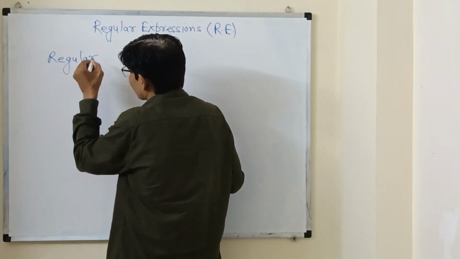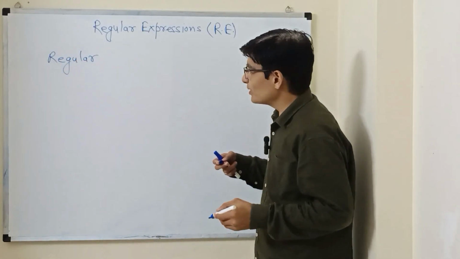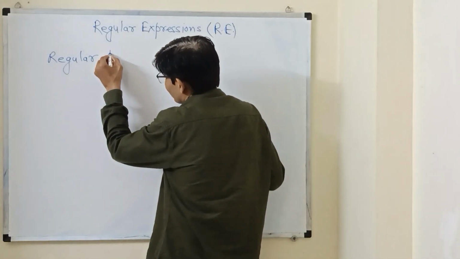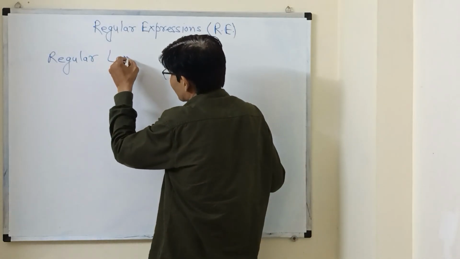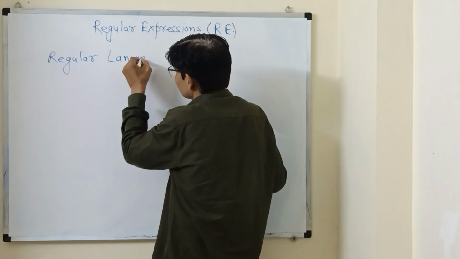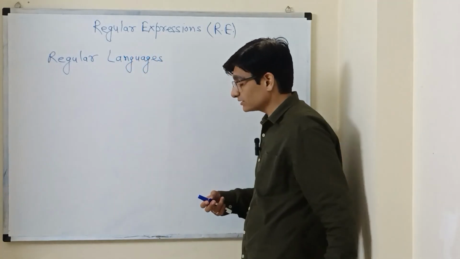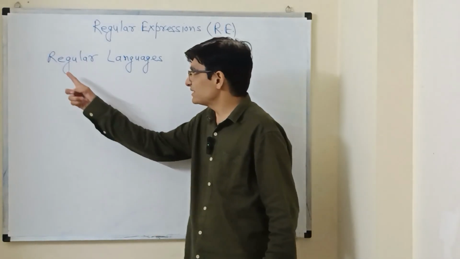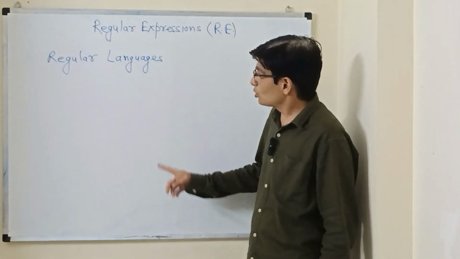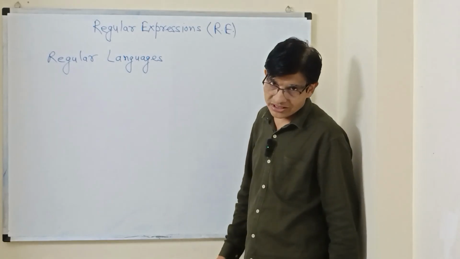Regular languages can be implemented by DFA, NFA, and NFA with epsilon move. All these structures we have already discussed in previous lectures. These are basically the ways to implement regular languages.